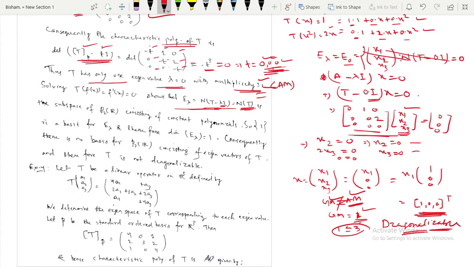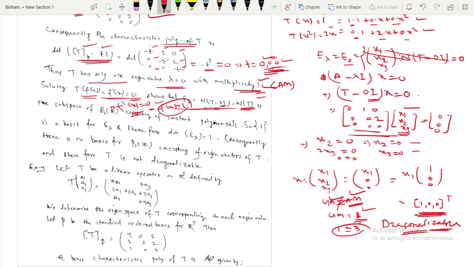So if your transformation is T of f of x equal to f dash x, then for nullity, T of f of x should be 0. That means your f dash x is 0. And for which value of f of x is f dash x 0? If f of x is 1, then f dash x is 0, because only for the basis can we take our f of x.